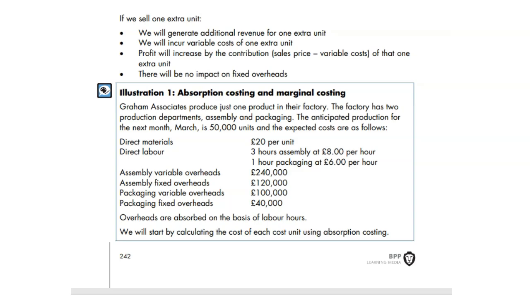We're going to check illustration number 1, absorption and marginal costing. Before that, let's check what happens if we sell 1 extra unit. We will generate additional revenue, sales, by selling 1 extra item, and it's going to cost us an extra unit cost for variable cost only. No impact on the fixed cost, right?